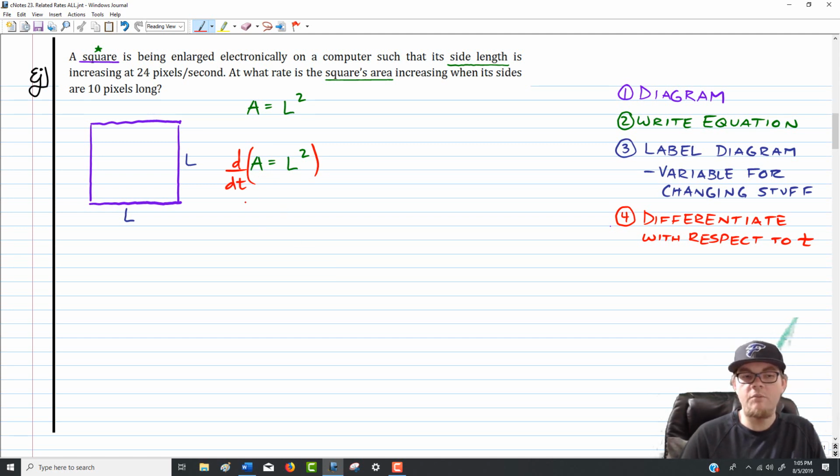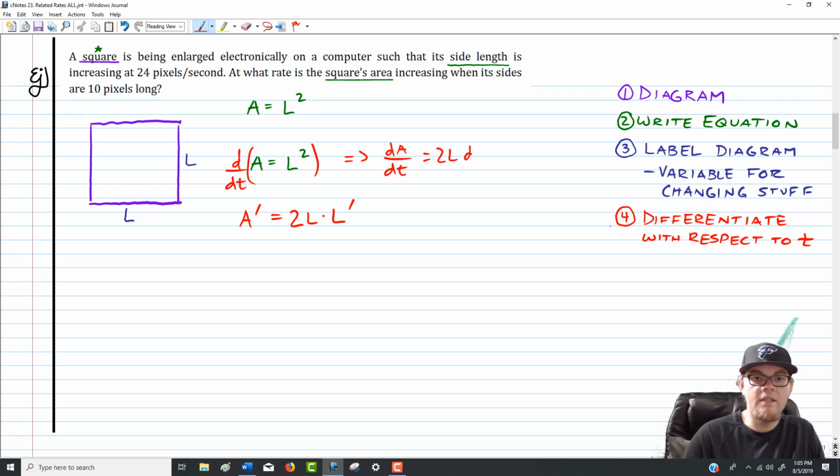Now when we do, again, if I were to be super formal, I would probably write the d/dt is equal to the derivative of the next part. I'm not going to do that. I just want to be as realistic as possible. So the derivative with respect to time is going to be A prime, and that's going to equal 2L times L prime. Again, what I was trying to avoid is writing out dA/dt equals 2L dL/dt, which is nice and precise, but again, I prefer the primes myself.